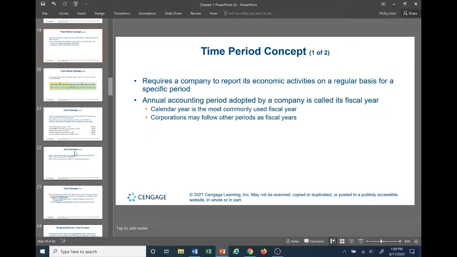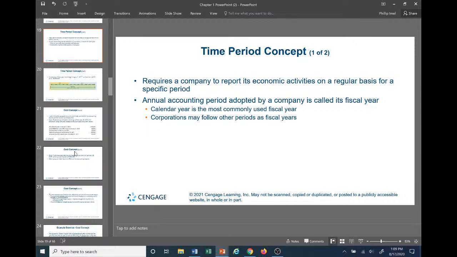Important note here, there could be interim dates, like weeks, months, quarters, but usually it's going to be done quarterly and annually. It's good to point out that the calendar year is the most commonly used fiscal year. It's also good to note that corporations may follow other periods as fiscal years, meaning they could start the year on June 1st instead of January 1st, and end on May 31st instead of December 31st.